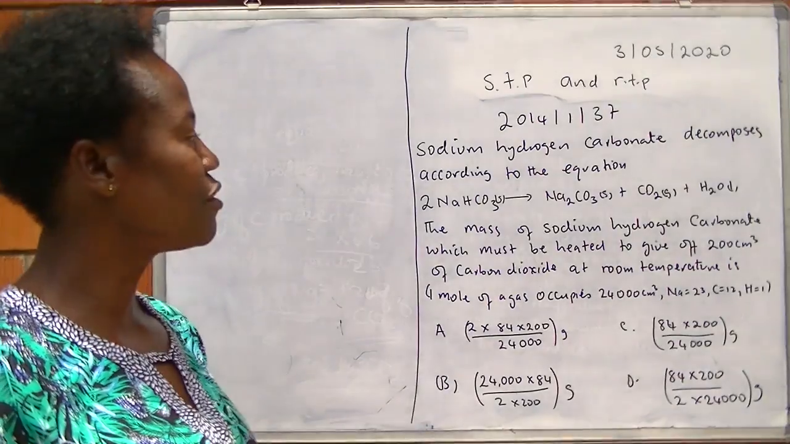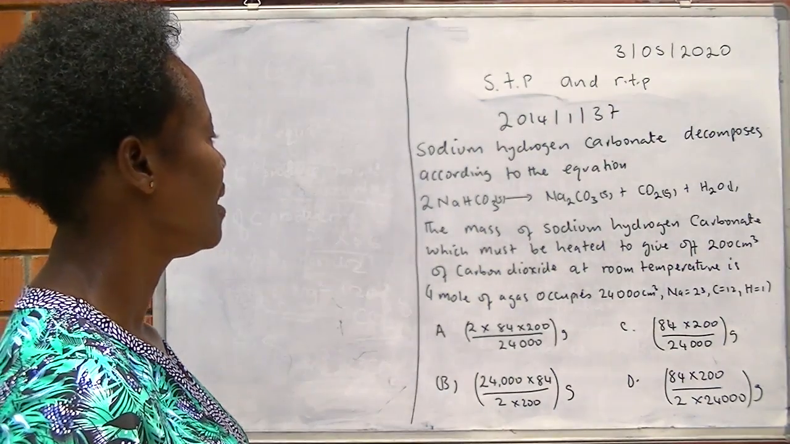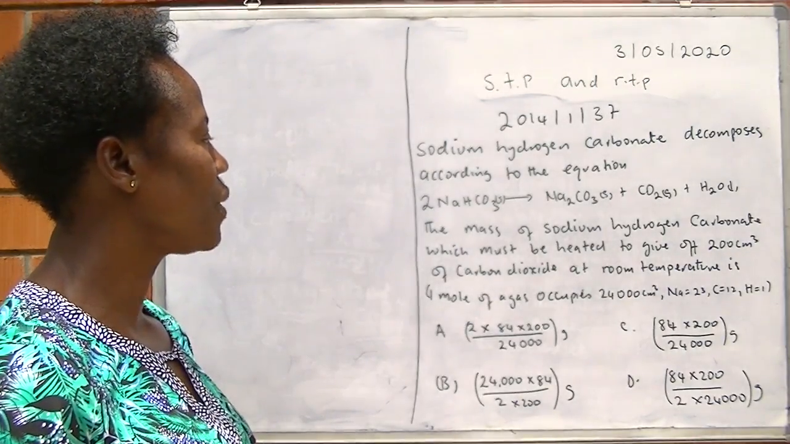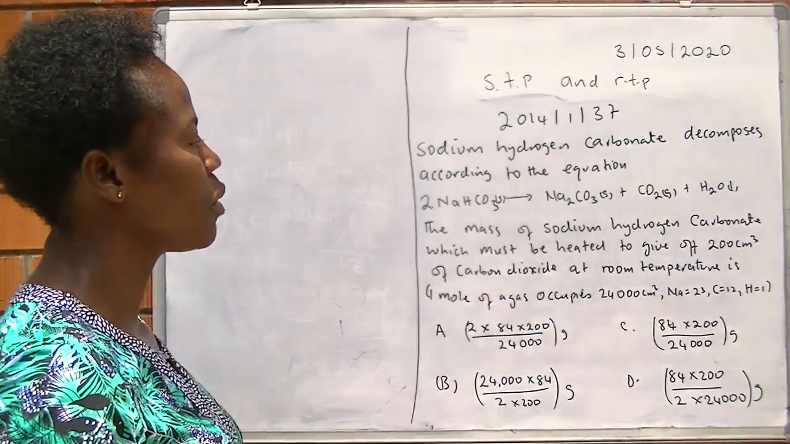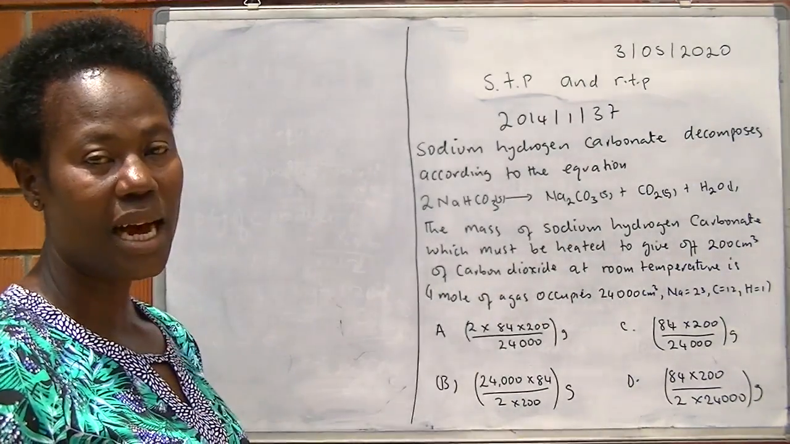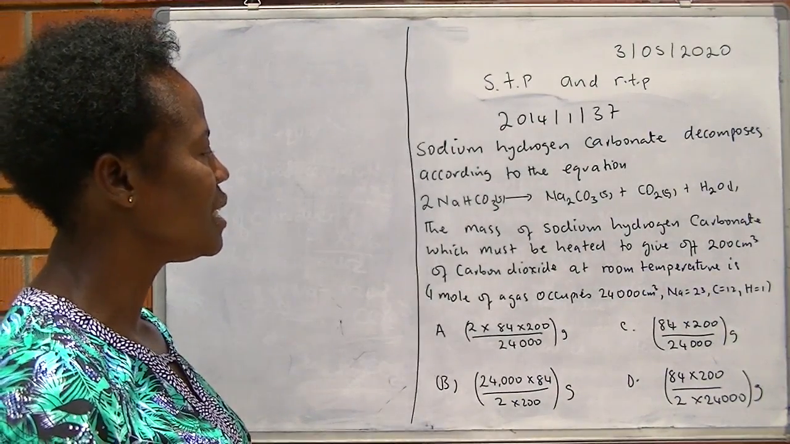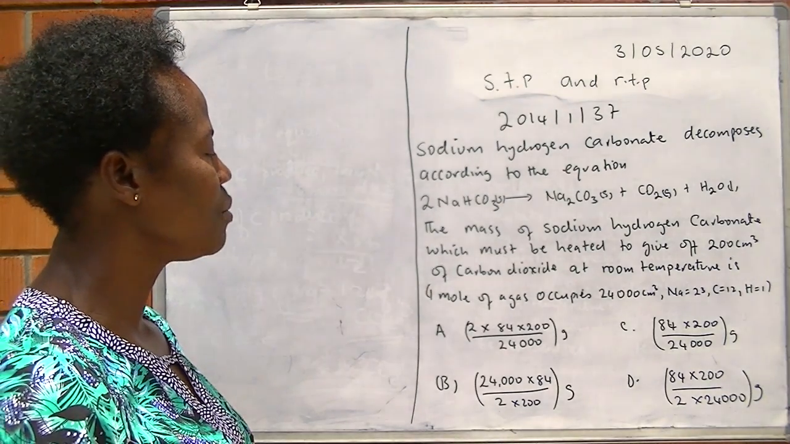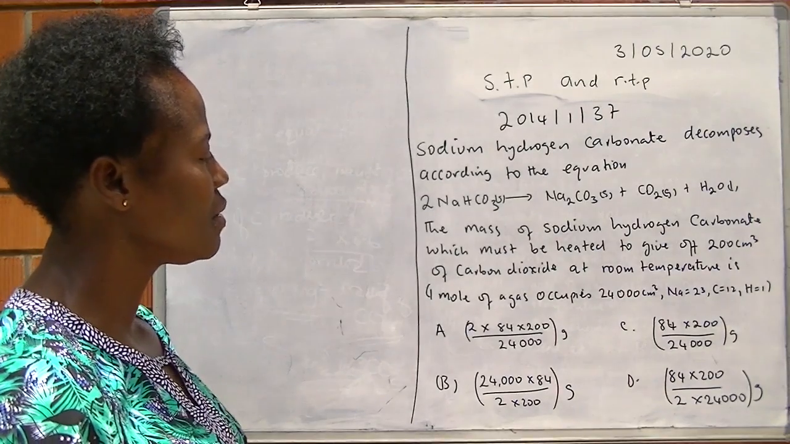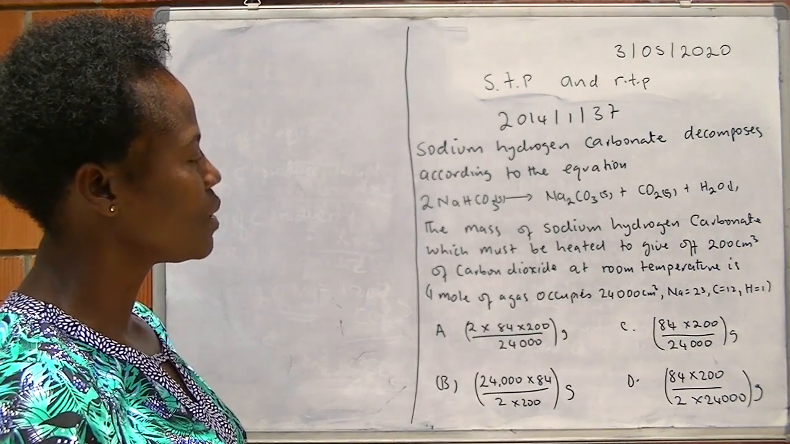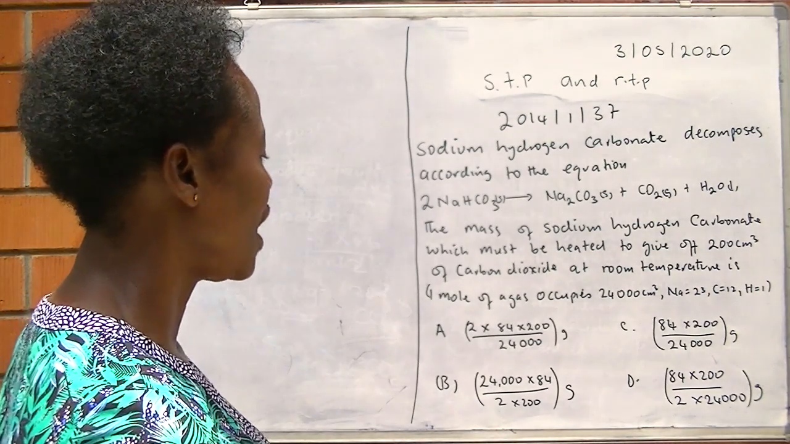Another example is obtained from 2014, paper 1 number 37. Sodium hydrogen carbonate decomposes according to the equation, where sodium hydrogen carbonate produces sodium carbonate, carbon dioxide and water. The mass of sodium hydrogen carbonate, which must be heated to give off 200 cubic centimeters of carbon dioxide at room temperature. 1 mole of a gas occupies 24,000 cubic centimeters, and we are given the atomic masses of sodium, carbon and hydrogen.